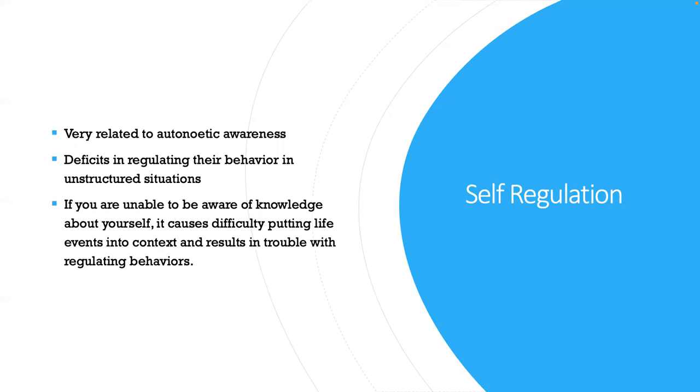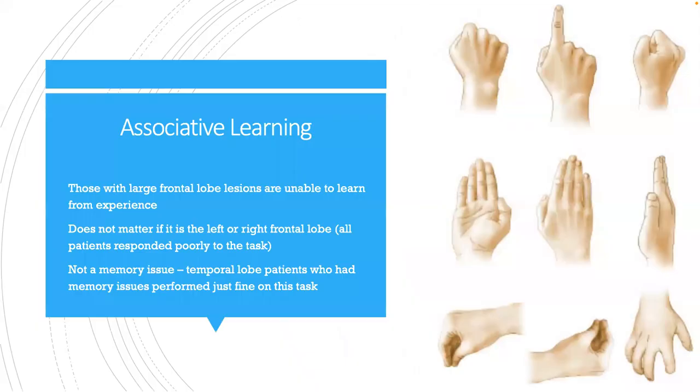So this kind of sheds some light on why he had such difficulty relating to his wife in the previous example. The loss of autobiographic knowledge clearly makes it difficult to put ongoing life events in context and leads to difficulties regulating behavioral flexibility as well. Associative learning. So those with large frontal lobe lesions are basically unable to learn from experiences.